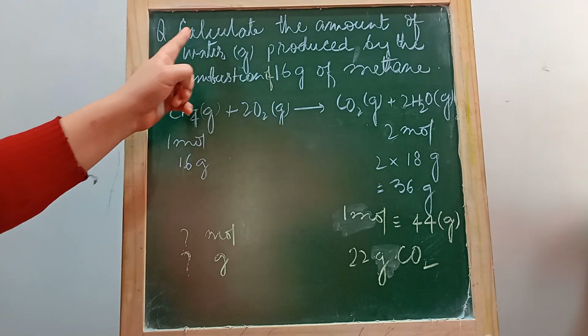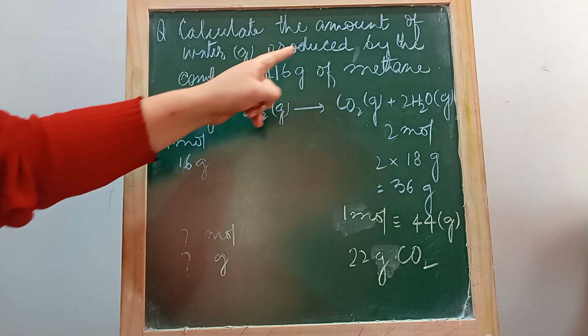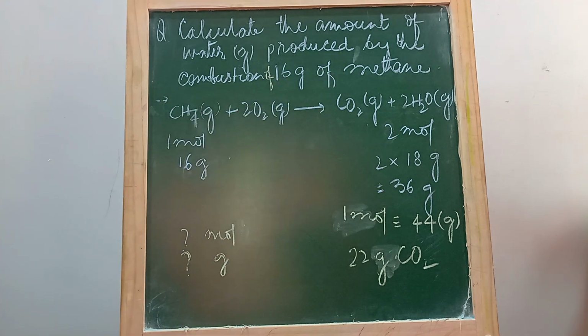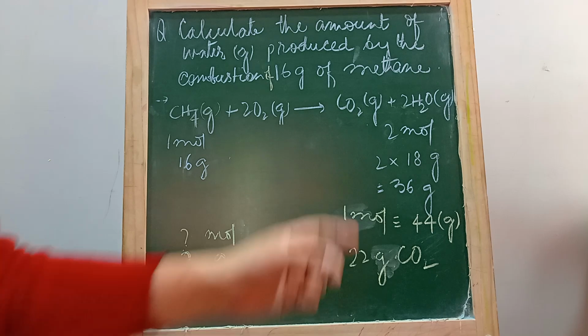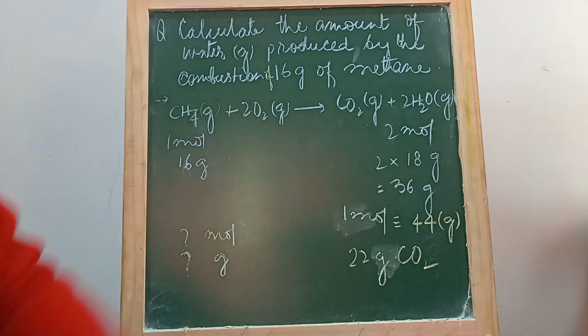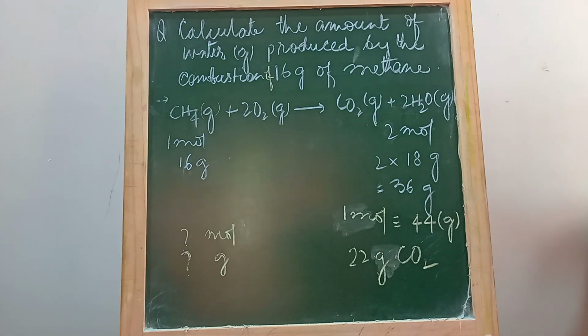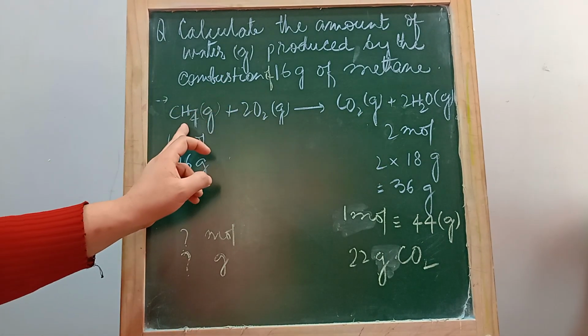So, let's read the question. Calculate the amount of water in gaseous form produced by combustion of 16 gram of methane. So methane is going to be burned, and we know that when methane is burned, carbon dioxide and water are formed. So after reading the question, we need to write the chemical equation. Combustion means reacting with oxygen.